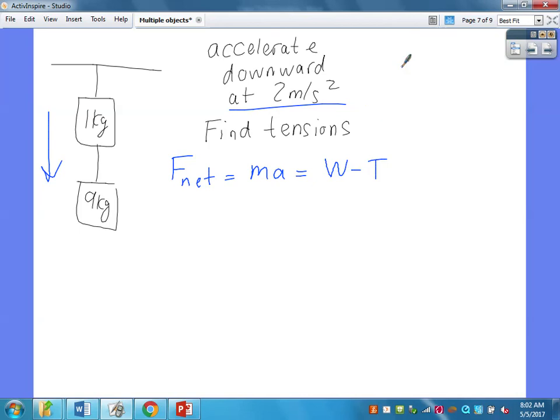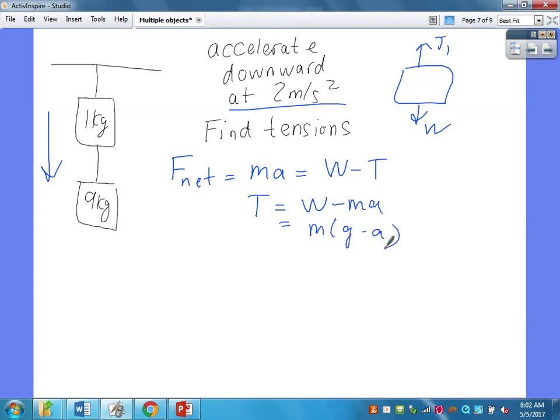Okay, so if I do this problem, it would be T1 over the weight. T1 going up, weight going down. And if I solve this one, rearrange it, it would be T equals weight minus MA. And so this would be m times g minus a. That's good because, again, my tension should be less than the weight. And so the T1 up top, I'd call this T1, this T2.